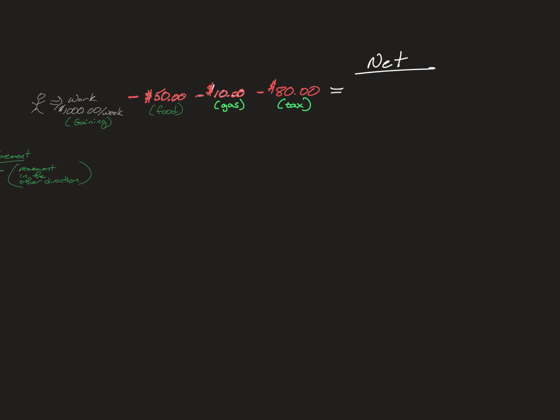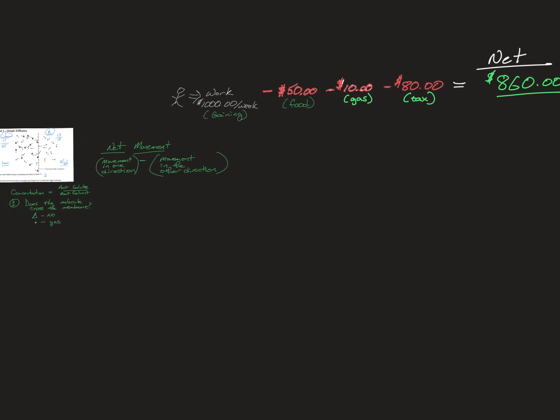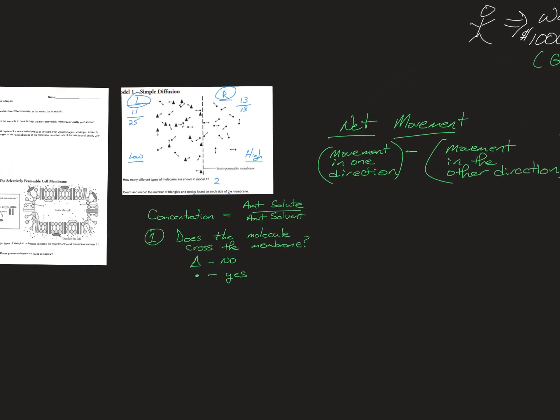But right now, we're at $90 plus 50, which is 140, which leaves you how much money? How much money did you actually make? 1,000 minus 140. $860 is your net profit per week. So you're going to get a job, and they're going to tell you $1,000 a week, but really you're only bringing home $860. And so when we talk about net movement, it's the same idea.